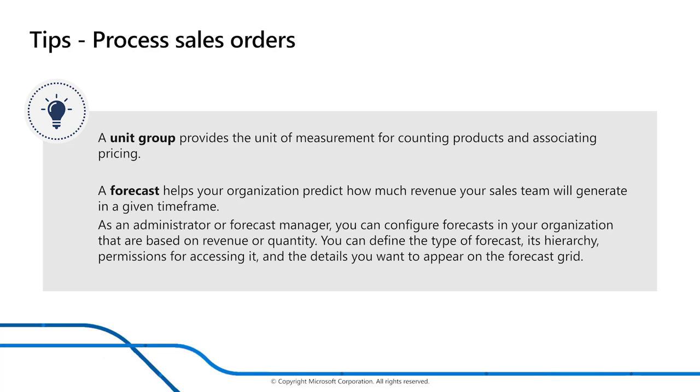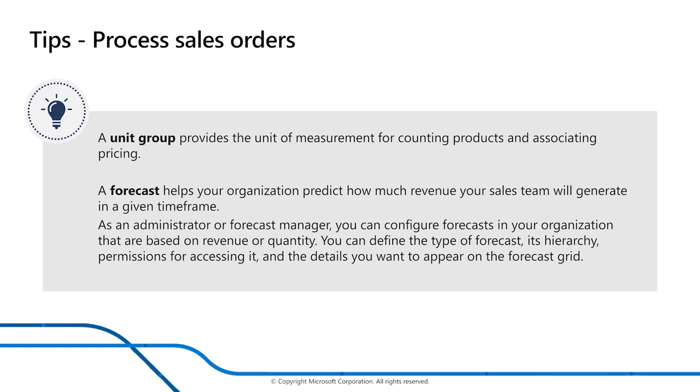Now, we're going to dive down into the process sales order. A unit group provides the unit of measure for counting products and associating pricing. So this is what we sort of break it down to. The easiest way I remember a unit group is it's what's the minimum or what's the base unit that it can be sold in, i.e. a can of soft drink or something along those lines.